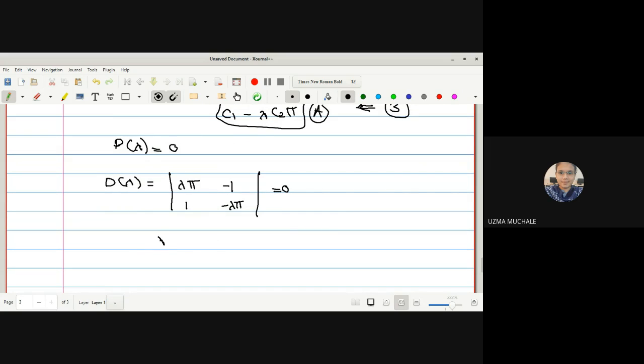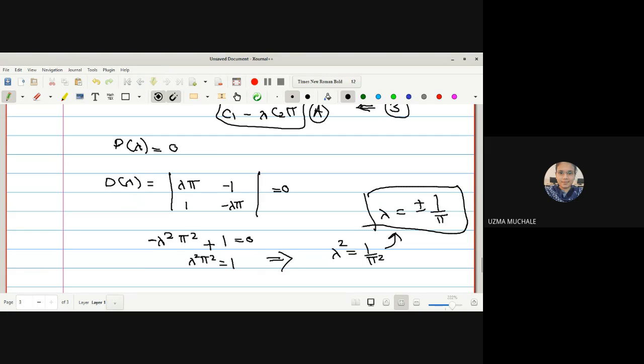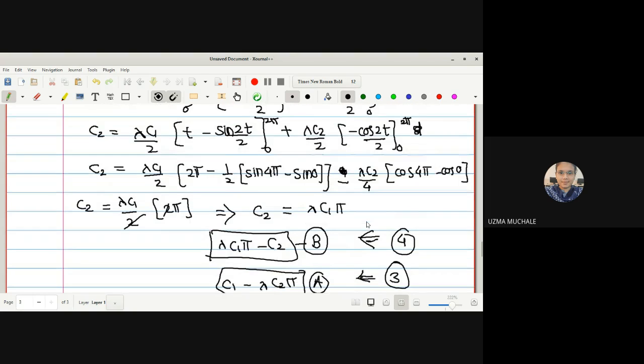Let us multiply. When we have to solve this determinant, it will be lambda square pi square with negative sign, plus minus minus will be plus 1, equal to 0. We can write this as lambda square pi square is equal to 1, which means that the value of lambda square we can write as 1 upon pi square, which implies lambda is equal to plus or minus 1 upon pi, and hence the result. For this value of lambda, we get the non-trivial solution.